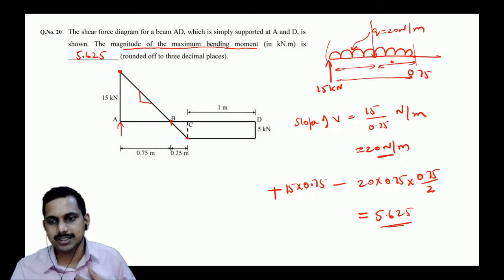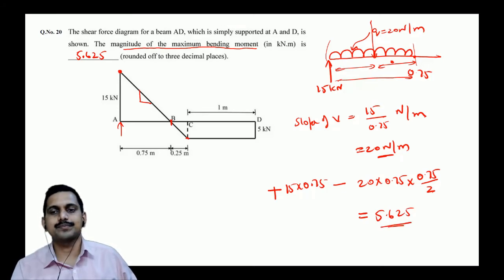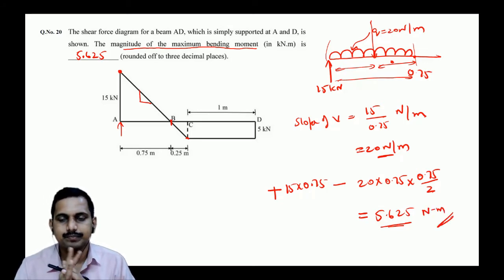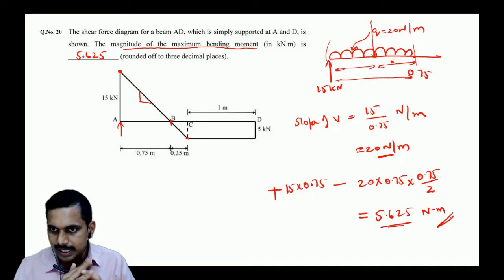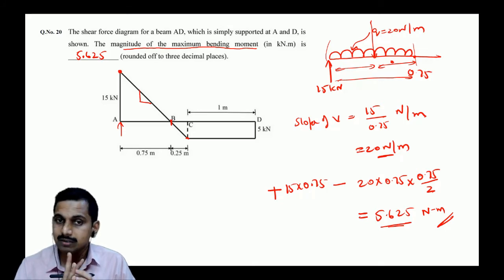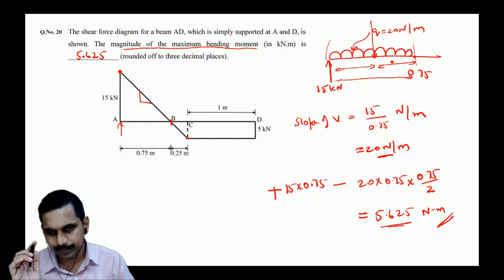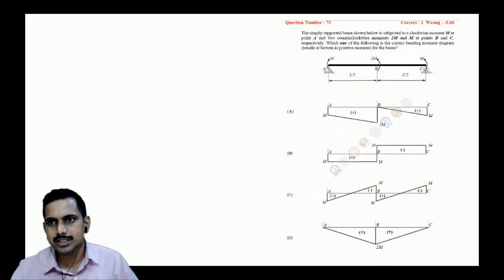Very easy direct question. Is it not, students? Hogging bending moment, Newton meter. Easy. Any doubts here, students? Anybody who did not understand? You see, it is very easy. Questions are very easy. If you understand the concept, everything you will be able to solve.